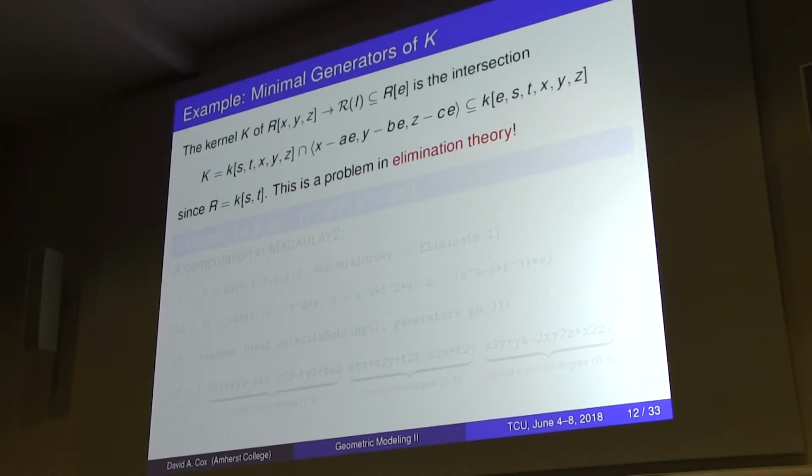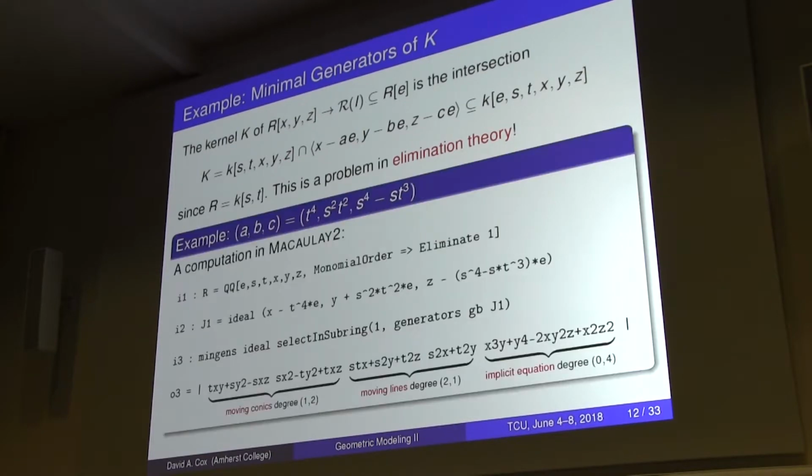So I simply take this ideal and do that. You compute a Gröbner basis with a suitable term order, take the intersection, and you're done. You can also automate this in Macaulay2. For example, I'm going to work over Q, as we saw yesterday in Jose's demonstration. Here are the variables, and I want a monomial order that eliminates the first variable, E. And then J1 is just the ideal for that particular parameterization.